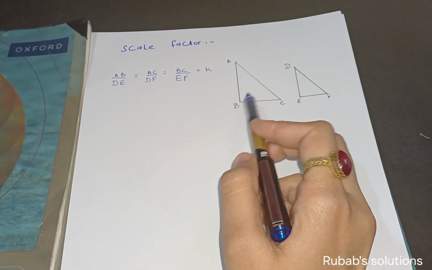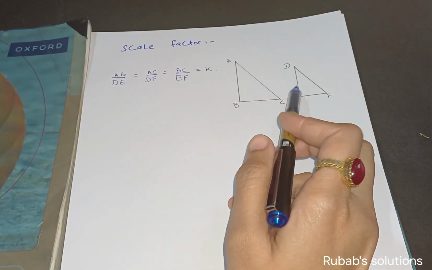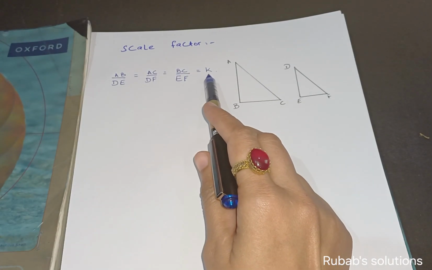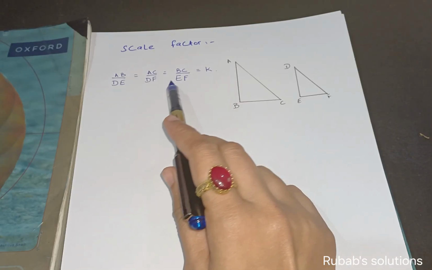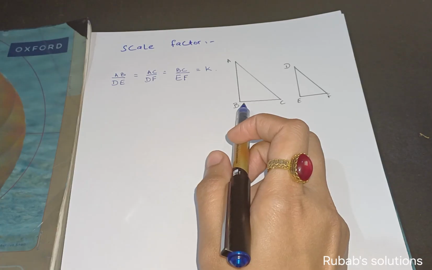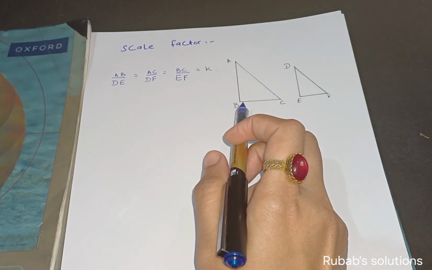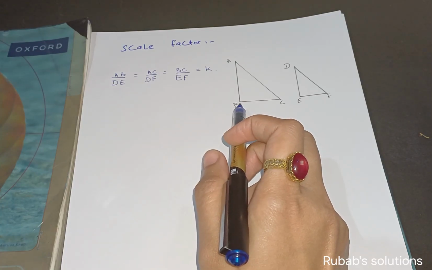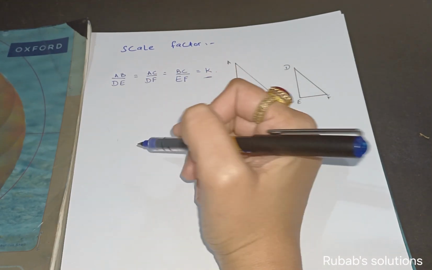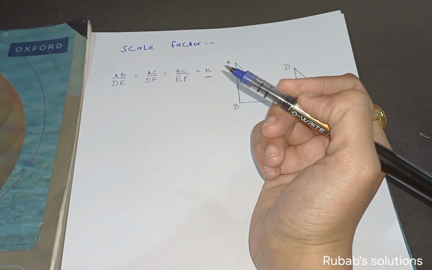So AB by DE, AC by DF and BC by EF is equal to K. K is the number that I will get from all these sides. So in the questions, maybe any two corresponding sides are given and I will get an answer from there, and with the help of that K, I will find the other missing sides. Clear? I will show this with the help of some practice now.